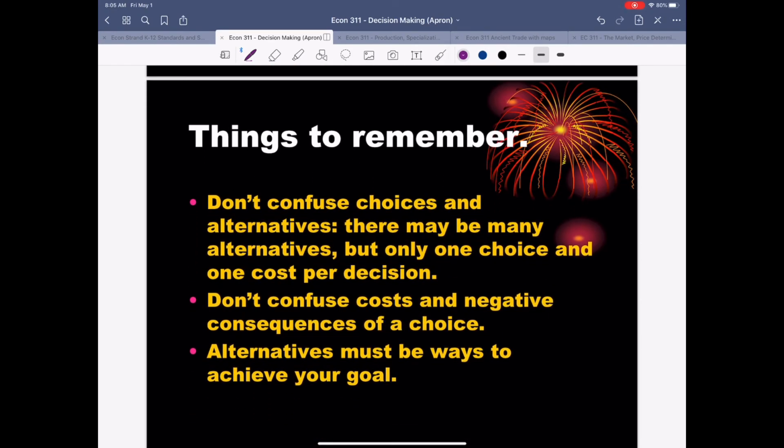Some things to remember. We don't want to confuse choices and alternatives. There are many alternatives, only one choice. We don't want to confuse cost and negative consequences of a choice. And alternatives always must be ways that will achieve your goal. It's not valuable to list a million alternatives to something if some of those won't achieve your goal. Remember, the alternatives always must be a way to achieve your goal.